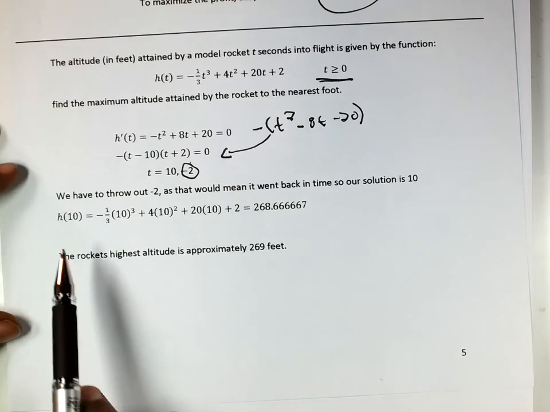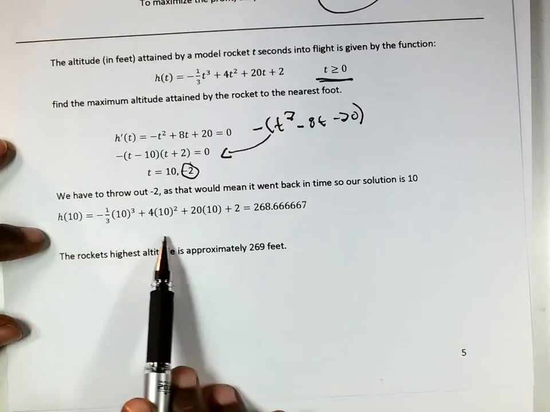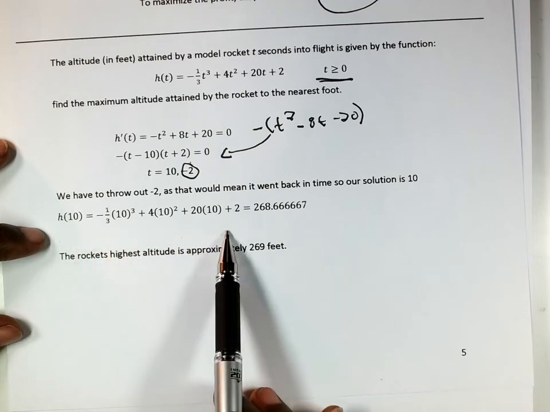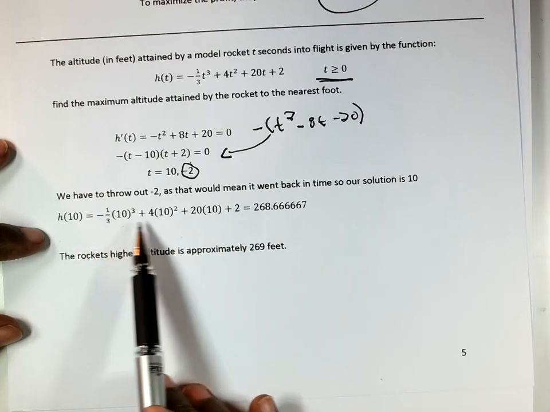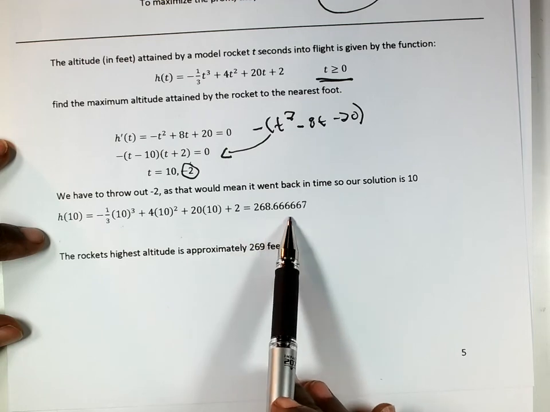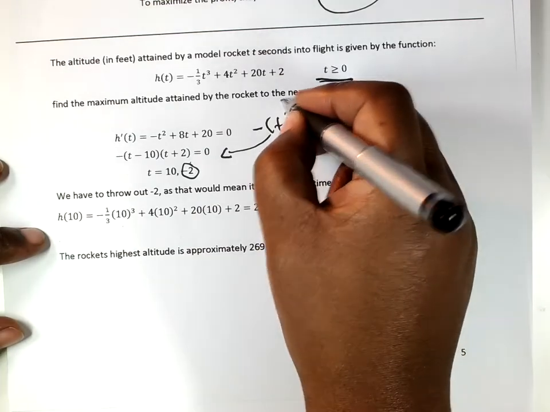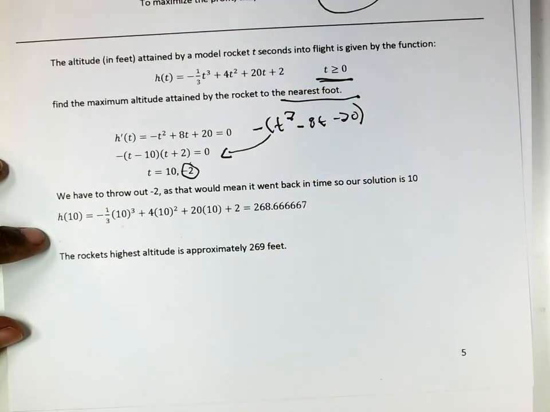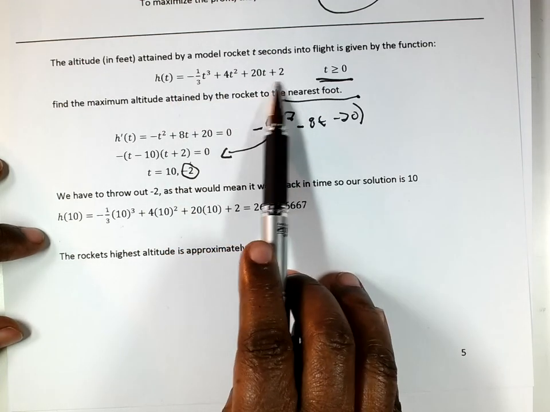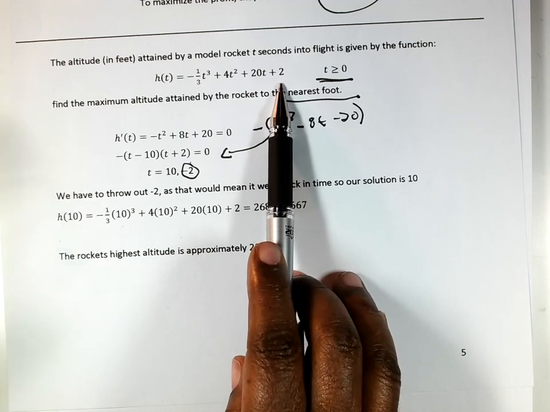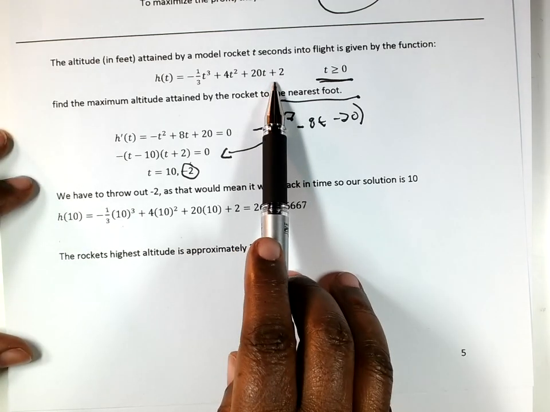Now, the next part is to evaluate that at 10, because that's the only value I have. And at 10, when you plug that in there, we get 268.6667, and they wanted to know to the nearest foot, so that's going to round off to 269 feet. Now you can evaluate that at 0, but when you plug in 0 into this thing, you see it's 2. So it was 2 feet off the ground when it was launched. So that's why I didn't even bother plugging that in.